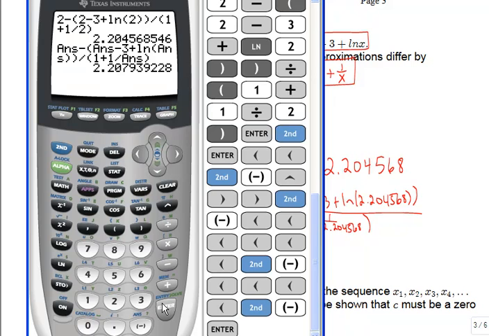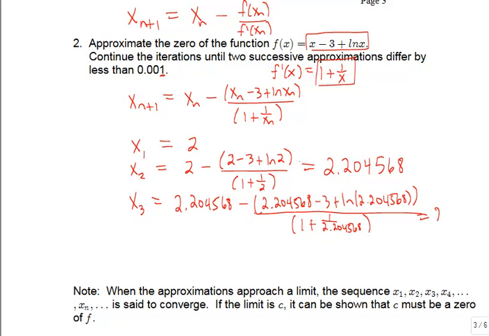So 2.207939. Now you can see that so far this third decimal position here was a 4. This third decimal position here was a 7. So we're still changing, so that means we need to do this again. So our x sub 4 is just going to use this x sub 3. I'm not going to bother writing it all out, but we'll be using that x sub 3.